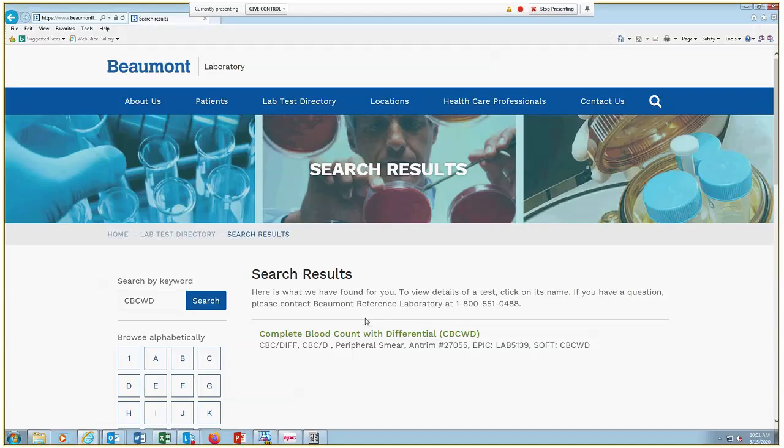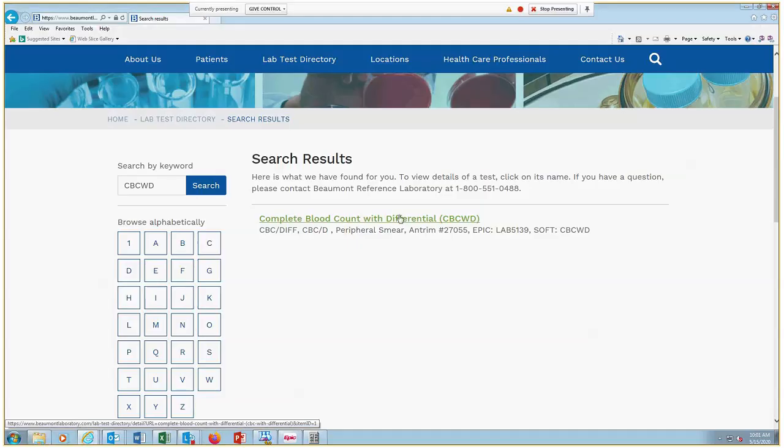We have a direct hit, complete blood count with differential, and there it is, CBCWD. Below it, in some cases you'll see many, some cases you'll see a few, and in some you won't see any. These are referred to as the also known as test names, or AKA. In this instance, we have CBC/diff, CBC/D, and peripheral smear. All of these mean the same thing. You're looking for a CBC with diff.